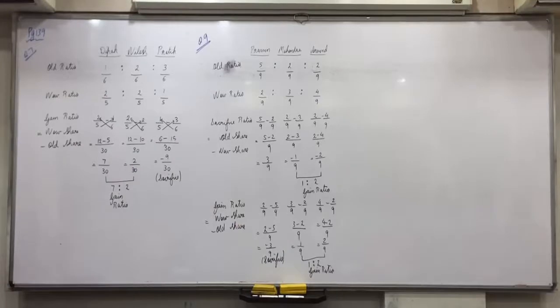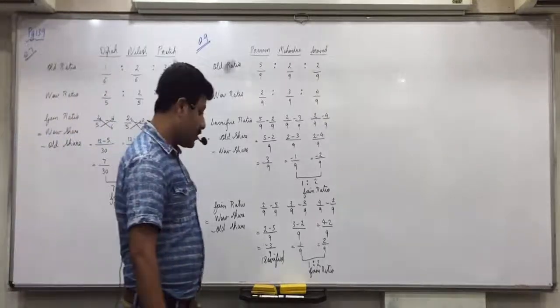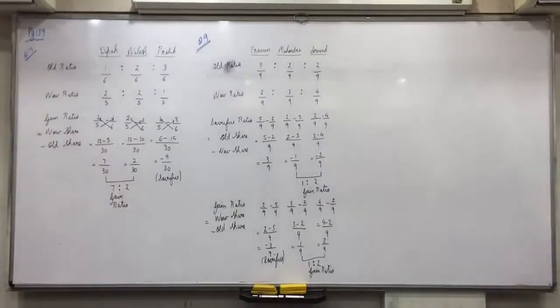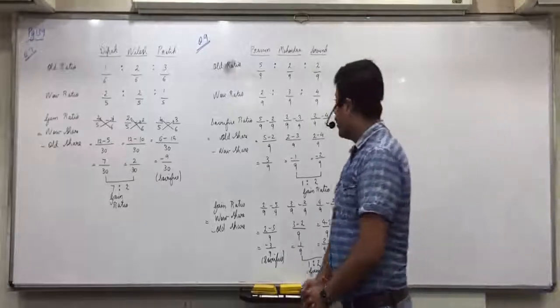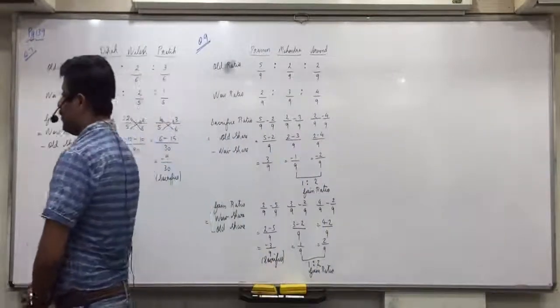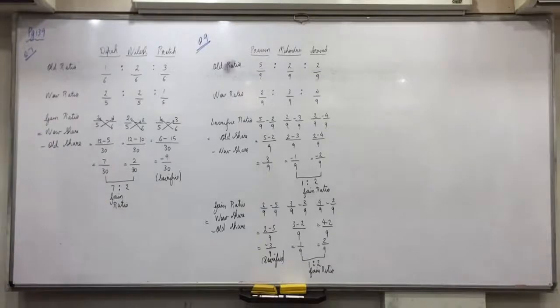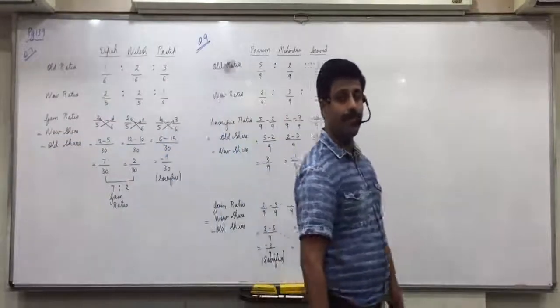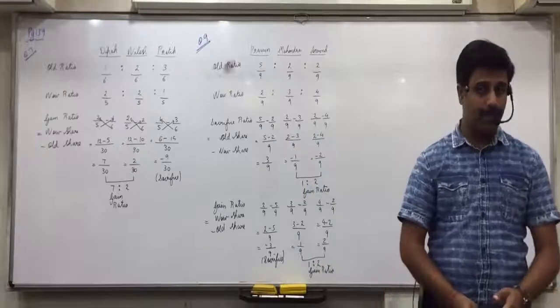So write that statement thus. Sacrifice of Praveen is 3 by 9, which is gained by Mahendra and Arvind in the ratio of 1 is to 2.